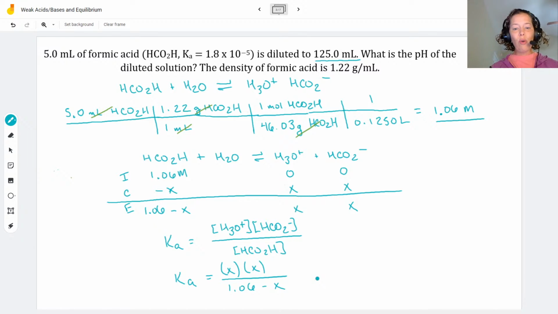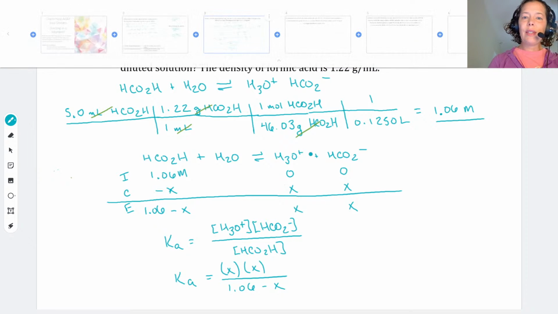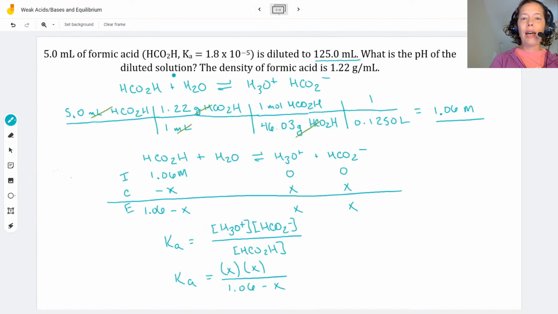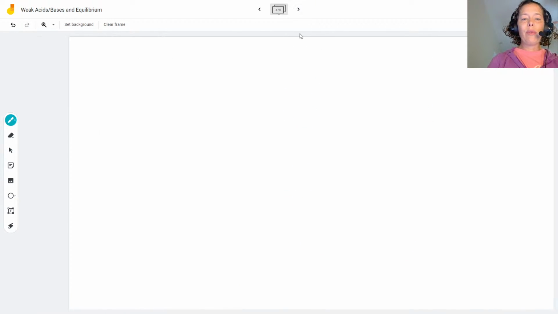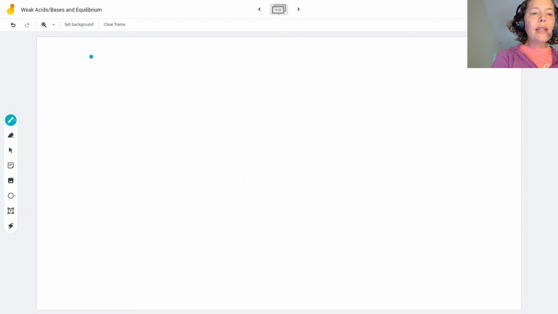Okay, so back to our formic acid. Hold on, I'm going to give myself another page. I do have a value for that Ka because I have it in the problem right here. So I'm going to plug that in for my value of Ka. That is 1.8 times 10 to the negative fifth.